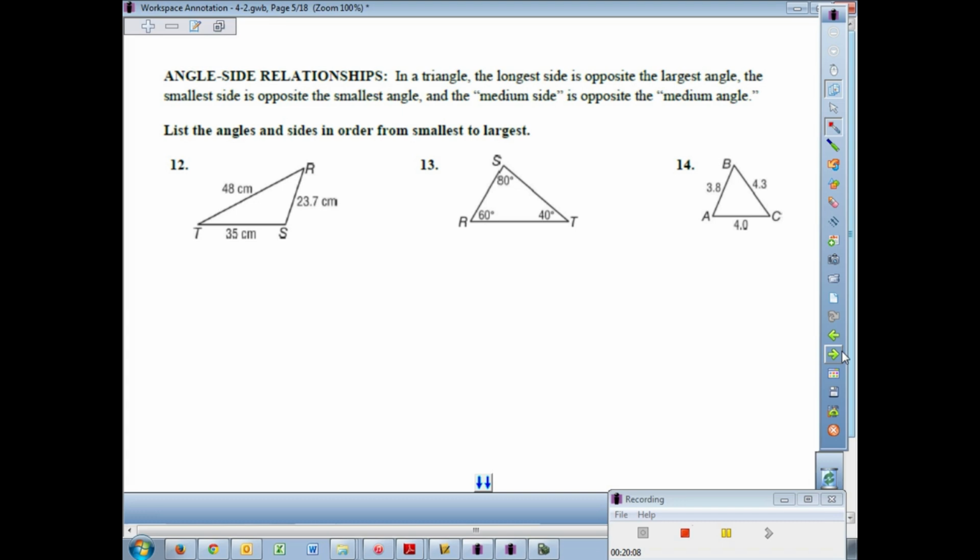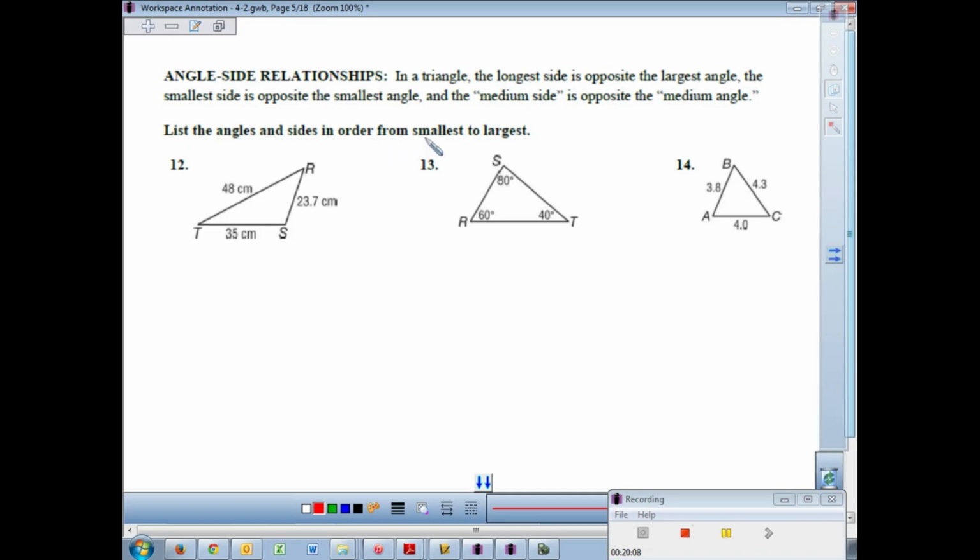Angle-side relationships. They get together so well. Super simple. In a triangle, the longest side is opposite the largest angle. It's just a rule. Like when you make a triangle, the largest side that you got, right across from that, that'll be the largest angle. And the smallest side is opposite the smallest angle, and the quote-unquote medium side, the one in the middle, is opposite the medium angle.